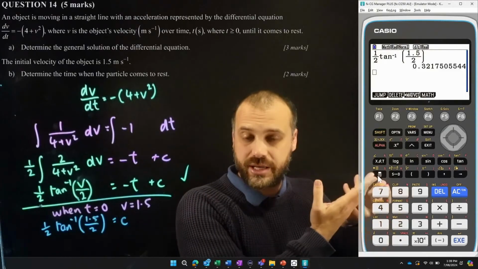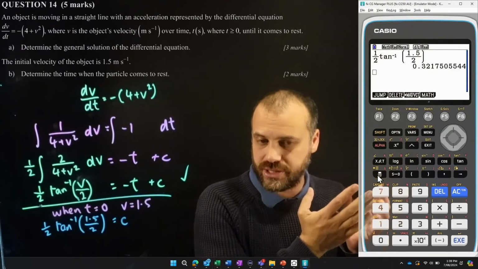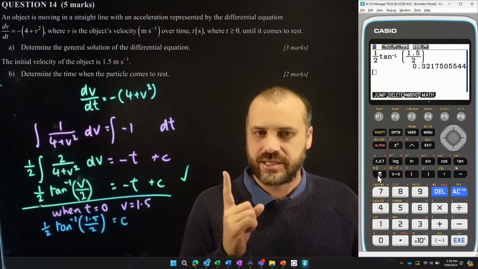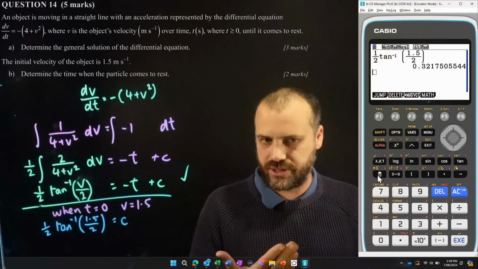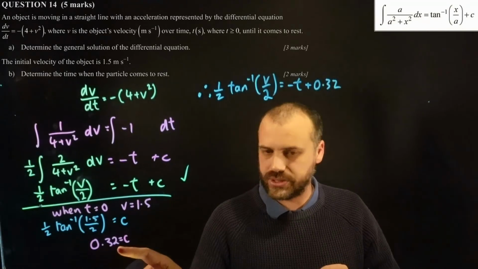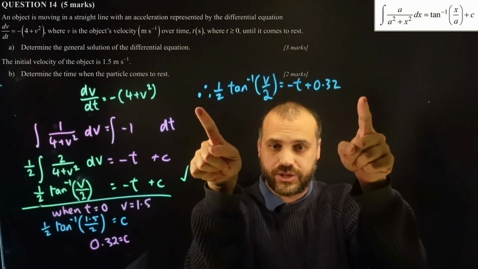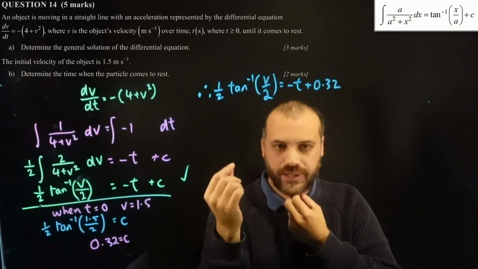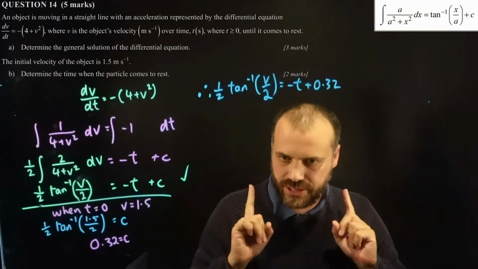Notice I'm in radians mode. You'd have to have a very good reason to put yourself into degrees mode. c equals 0.32175. Let's go with 0.32. So now that we know that c equals 0.32, we have an equation. Half inverse tan v on 2 equals negative t plus 0.32.